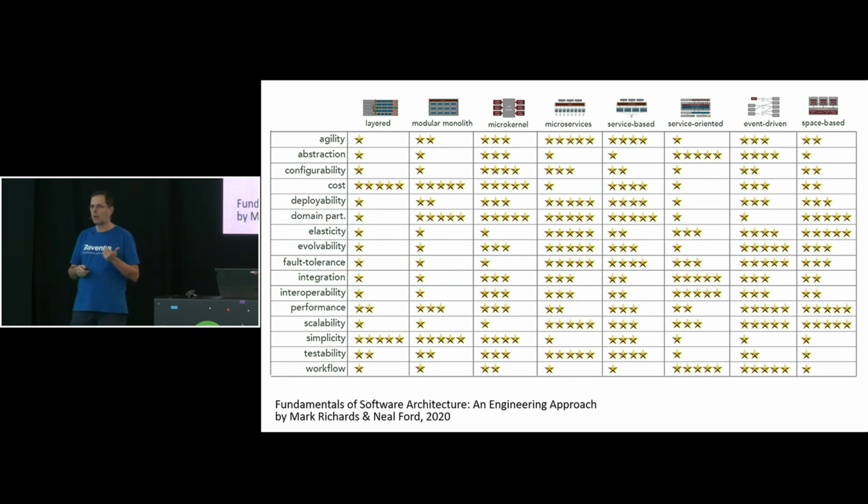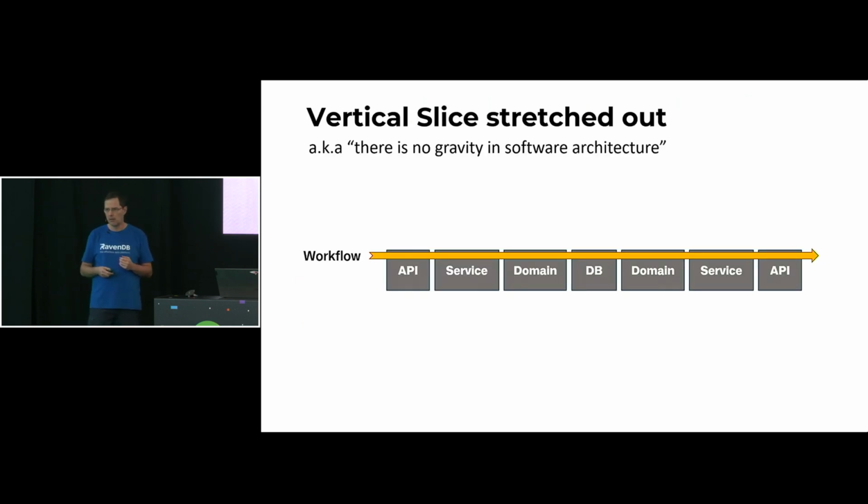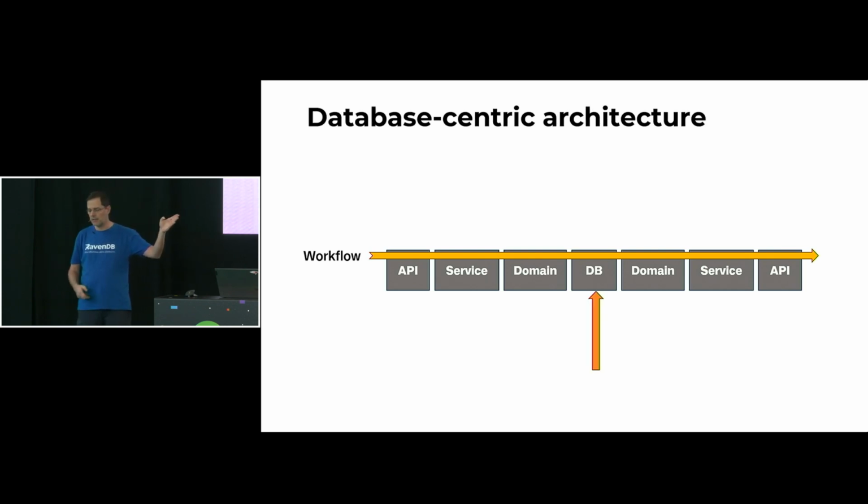Okay, let's start analyzing this layered N-tier architecture. There's no gravity in software architecture, so we can lay it out horizontally and follow the workflow. What I did was straighten out this yellow arrow that was U-shaped, so you can see from left to right the same set of steps that we are taking. And of course, this is the so-called database-centric architecture. Now you can visually see why it's called that.